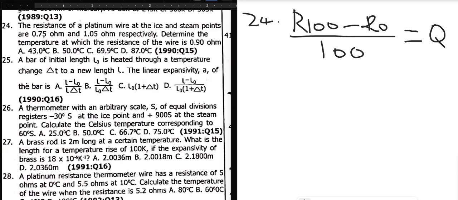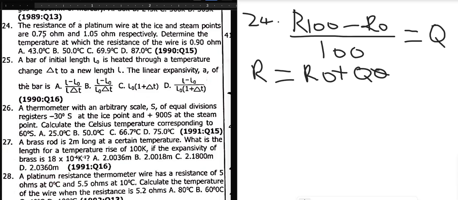Okay, so whatever you get, you plug into this formula. R theta is equal to R0 plus this Q that we've gotten times theta. Okay, that is what we're going to get, Q theta, right? So now, let's see.